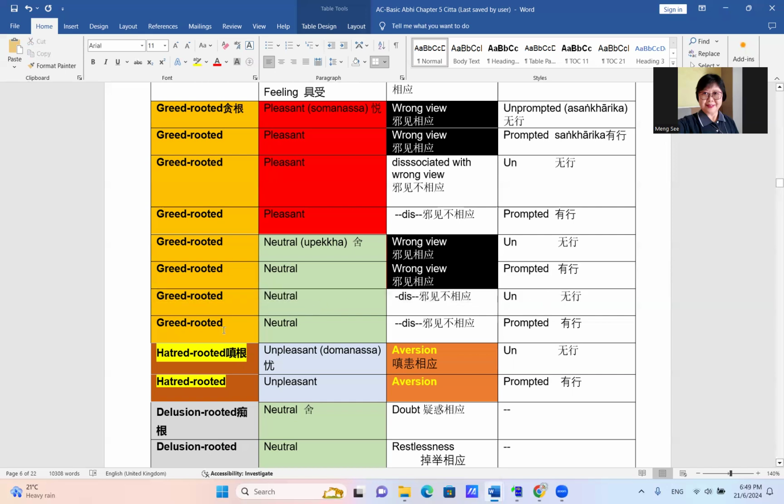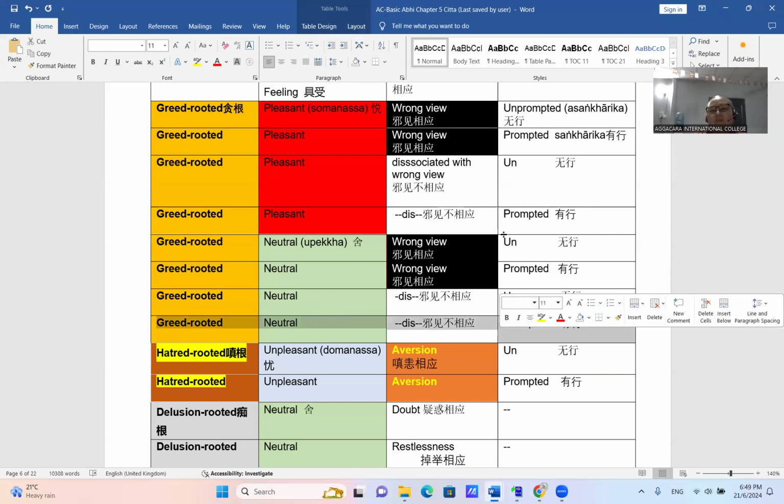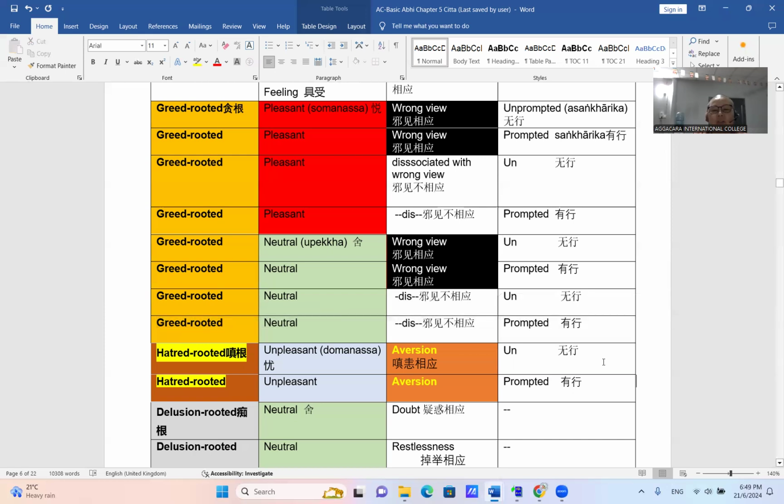But when you eat, your friend or your family says, hey, don't waste the food. So you are prompted by your friend or family member. So you keep on eating and eating, and at that time it is already a neutral feeling.